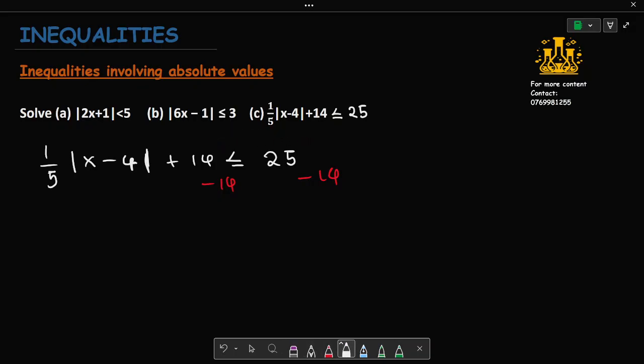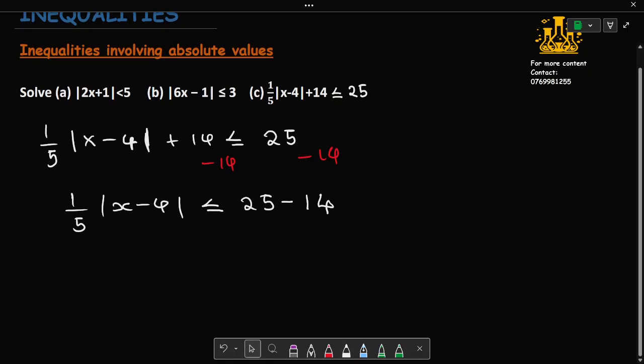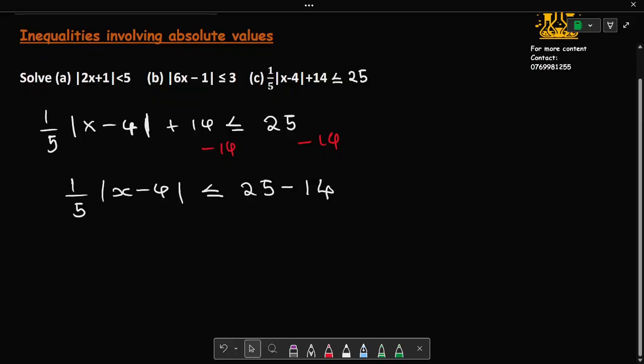Subtracting 14, we get |1 over 5 x minus 4| is less than or equal to 25 minus 14. Okay, what is 25 minus 14? Is it 11 or 9? It is 11, yeah.